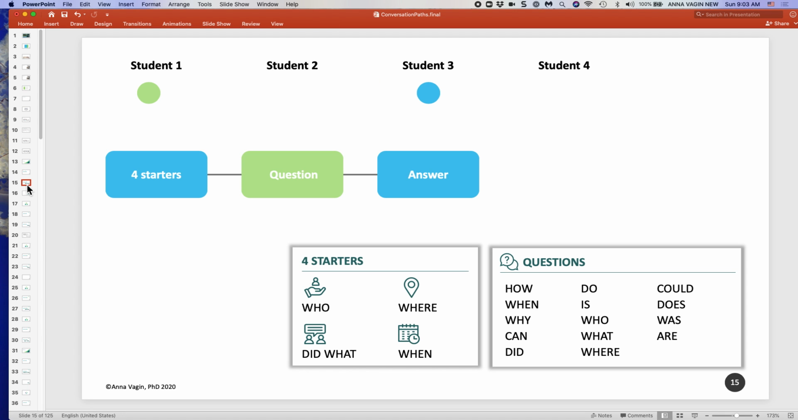On the next slide, the students are asked to make their own, following the same path as the one in the sample they just read. And there are little cue cards to help them remember what makes up for starters, and in this example, what are good question forms.